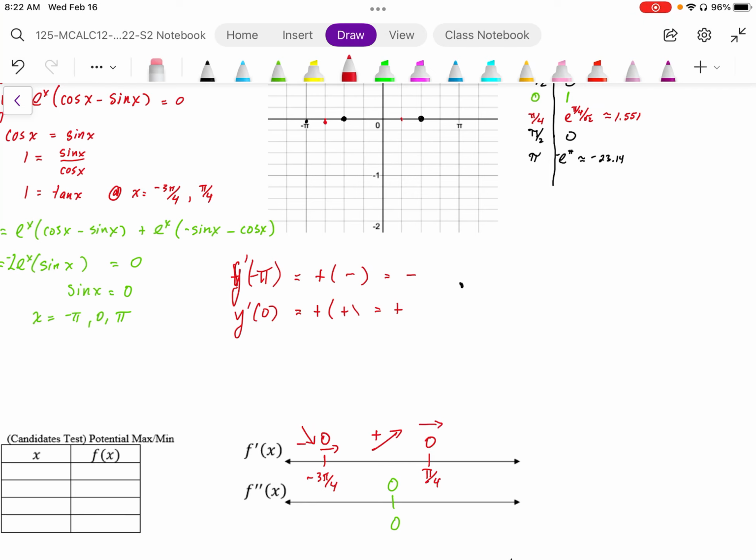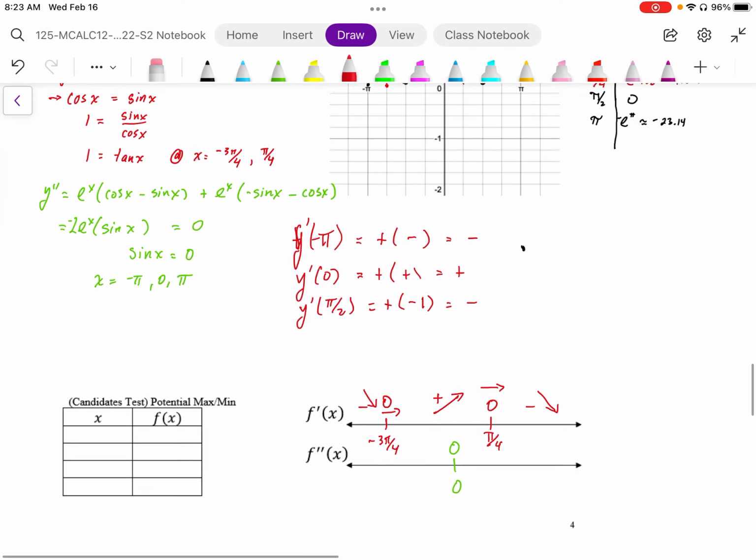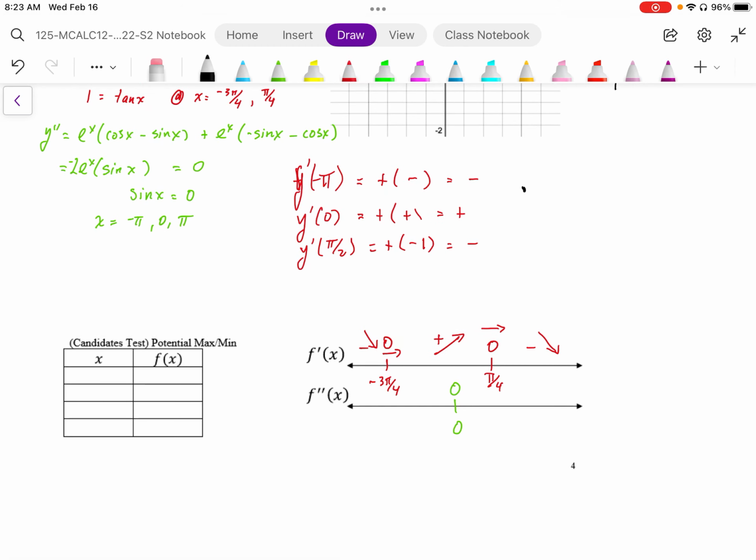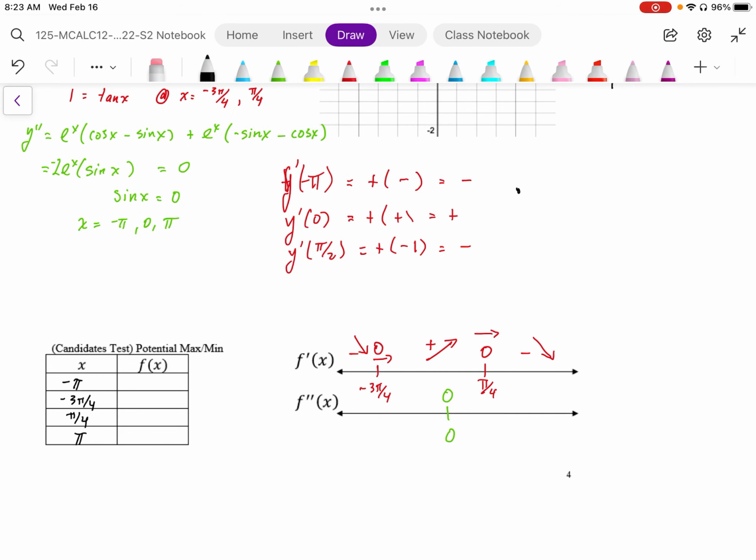So we're going to test another slope point. Let's try pi over 2. E is always positive. Cosine of pi over 2 is 0, minus sine of pi over 2 is 1, so I get negative 1 here. That's going to be a negative slope through this region. So I have a potential min point that I have to test. My candidates list is going to include my endpoints, a minimum point at 3 pi over 4, a maximum point to test at positive pi over 4, and then an endpoint at pi. These are points I'm going to have to check for my max and min points.